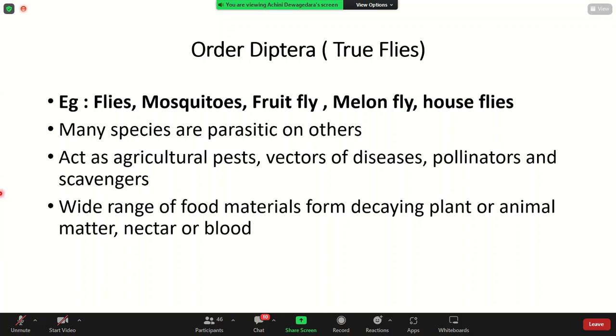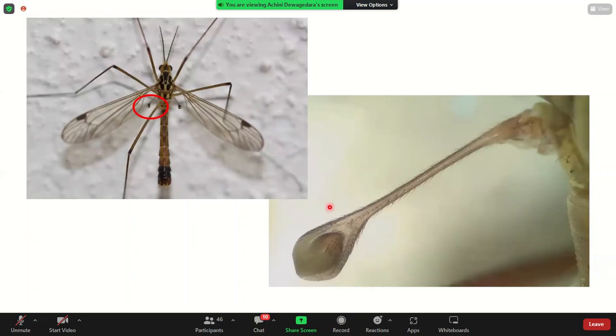And some depend on decaying plant materials, and some depend on blood, and some depend on flower nectar. So their feeding habits are diverse, right? Another thing is some have minimized their hind wing into a structure called as halter.